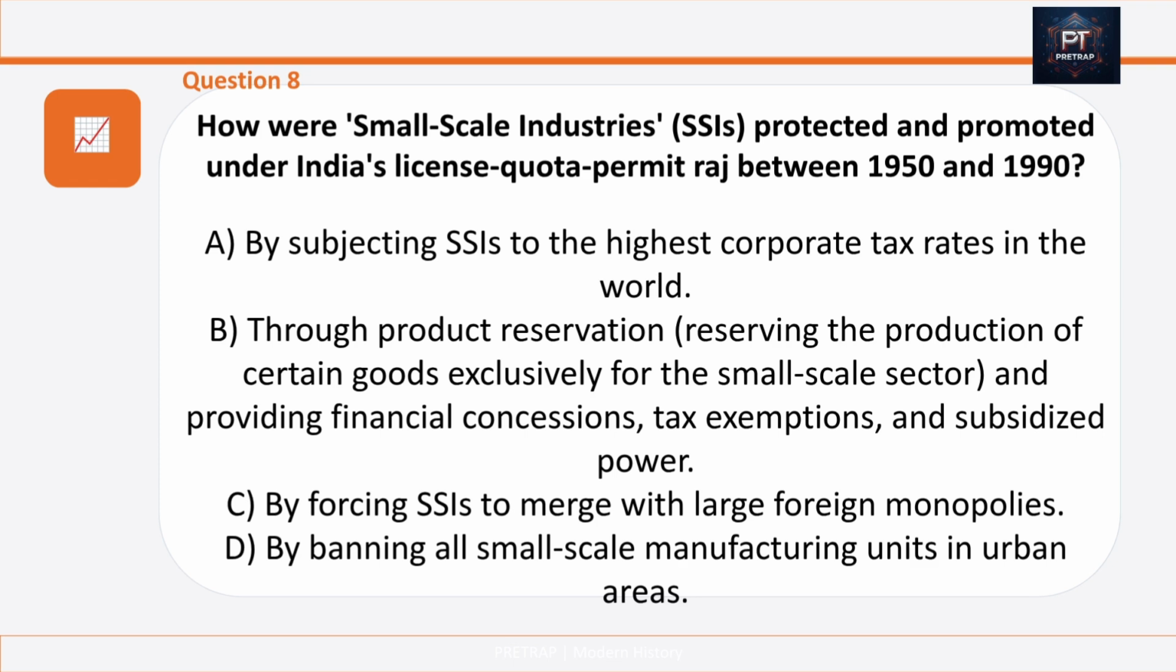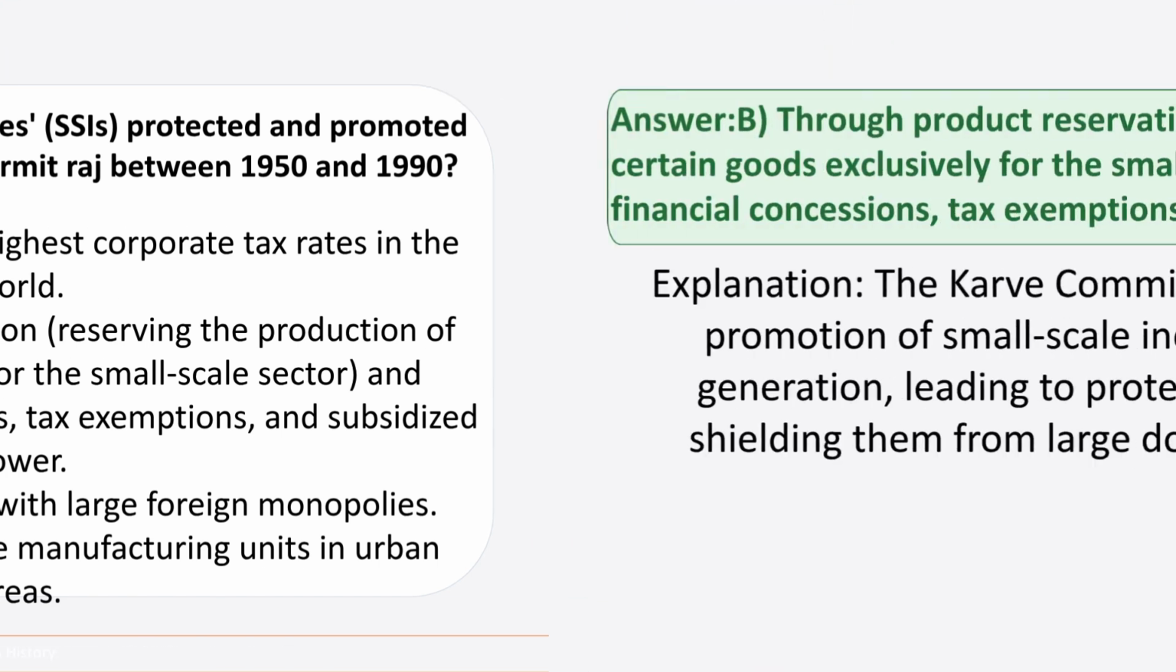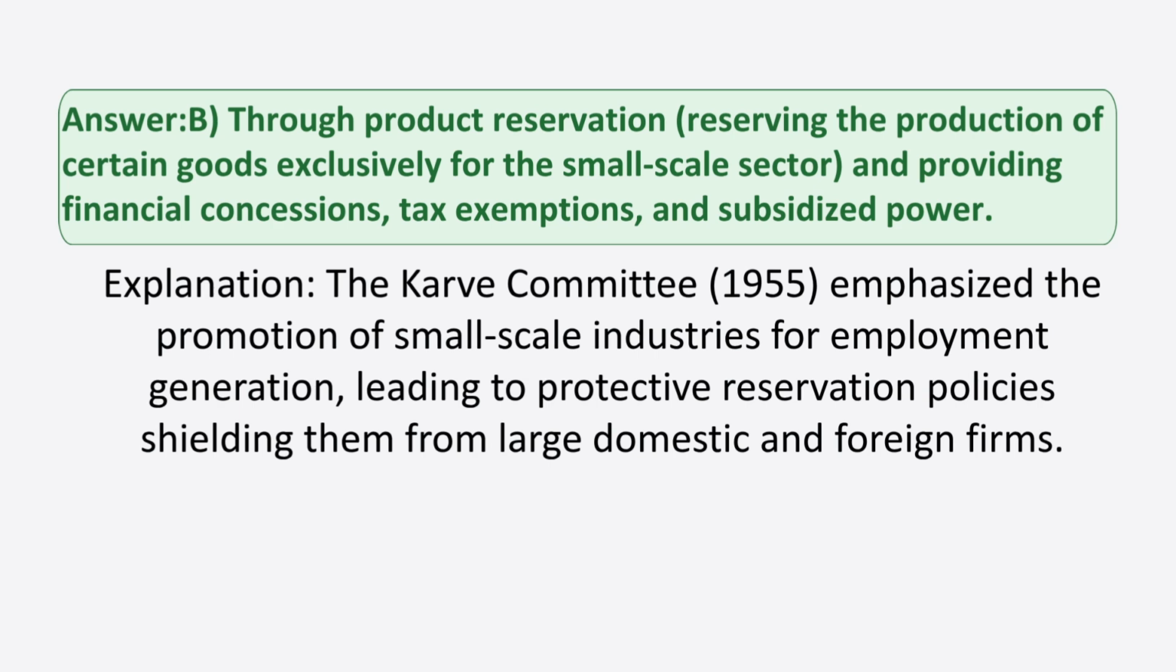Option C, by forcing small scale industries to merge with large foreign monopolies. Option D, by banning all small scale manufacturing units in urban areas. And the answer is option B. The Karve Committee in 1955 emphasized the promotion of small scale industries for employment generation, leading to protective reservation policies, shielding them from large domestic and foreign firms.